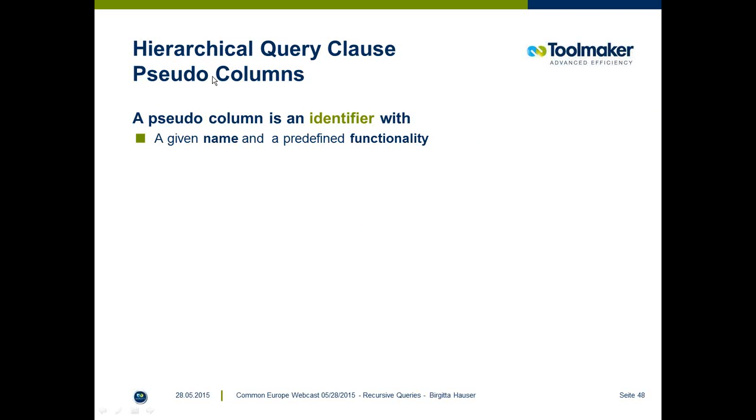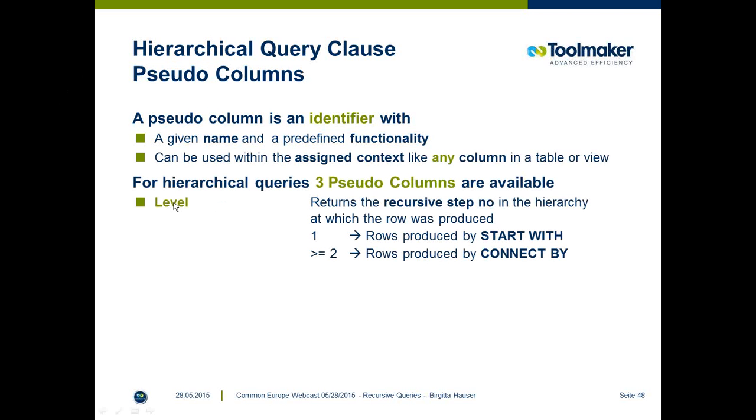pseudo columns. That means there are three columns that are available, and you can use them in your SQL statement as if there is a table with these pseudo columns. So there are three. The first one is LEVEL. LEVEL returns the level as I simulated before in the recursive common table expression. Means it starts with 1. The start with is 1, and everything depends on the level it is greater or equal to.